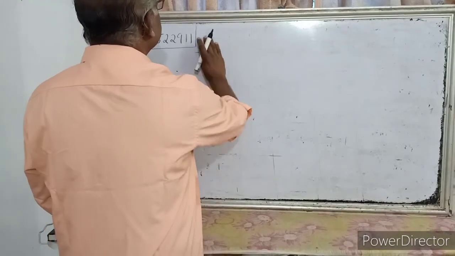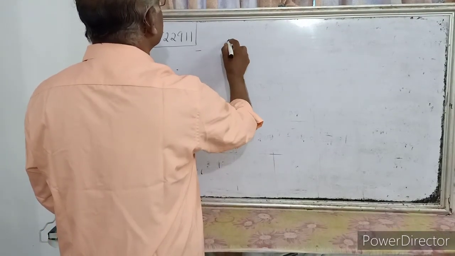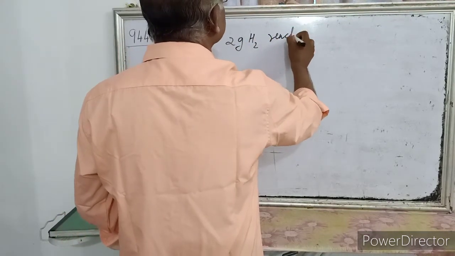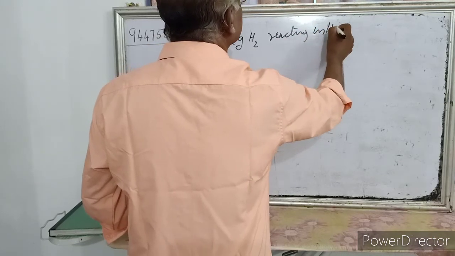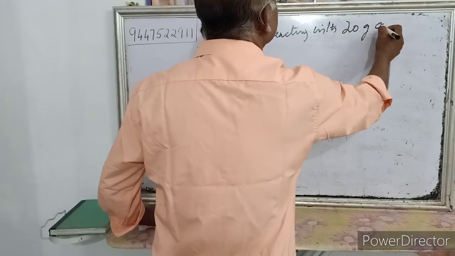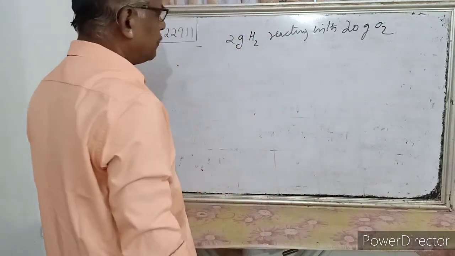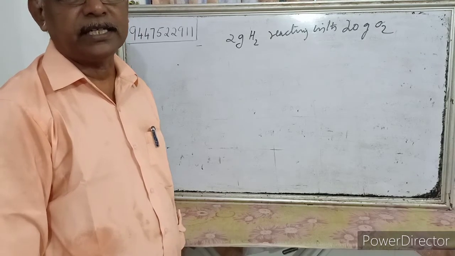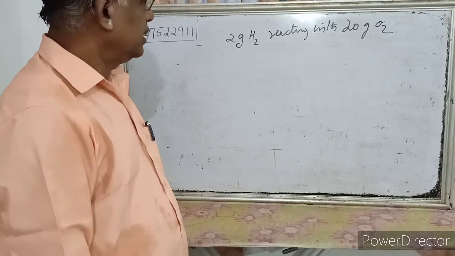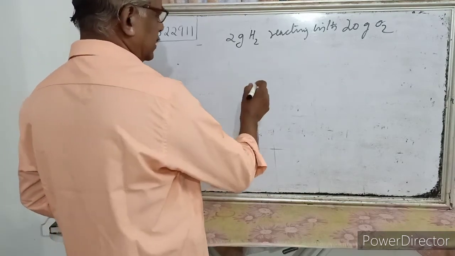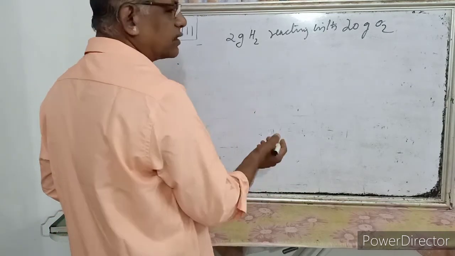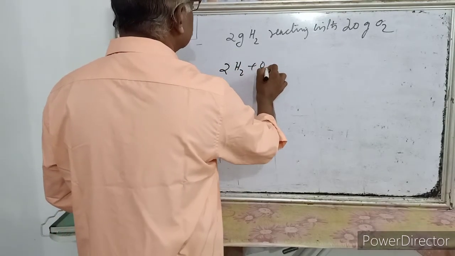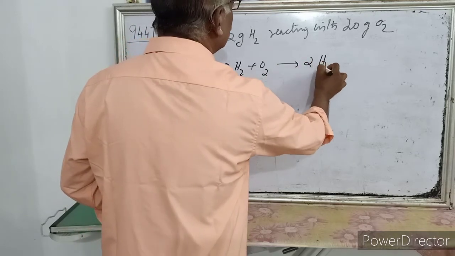For example, 2 grams of hydrogen is reacting with 20 grams of oxygen. Now, which is the limiting reagent? The method is, first you write the basic equation for the formation of water. When hydrogen and oxygen combine, water is formed. So the equation is 2H2 plus O2 gives 2H2O.